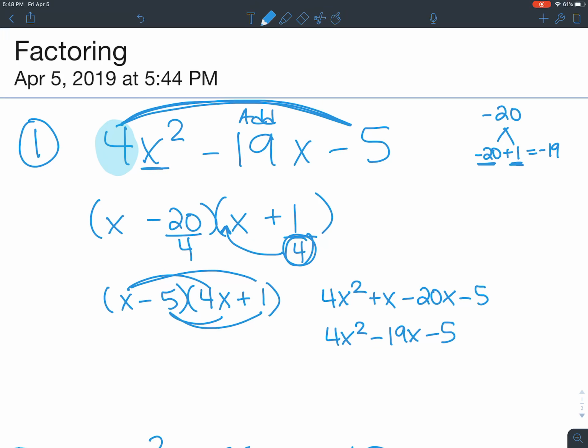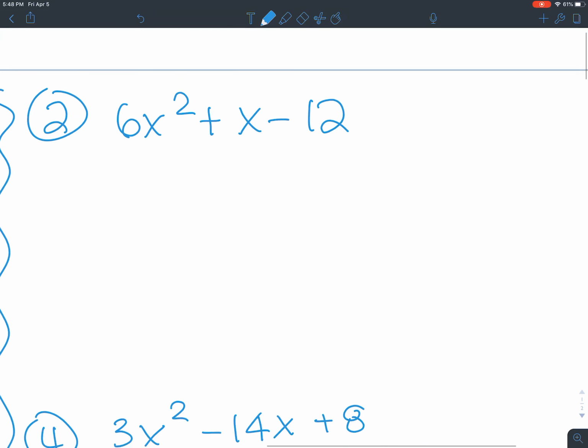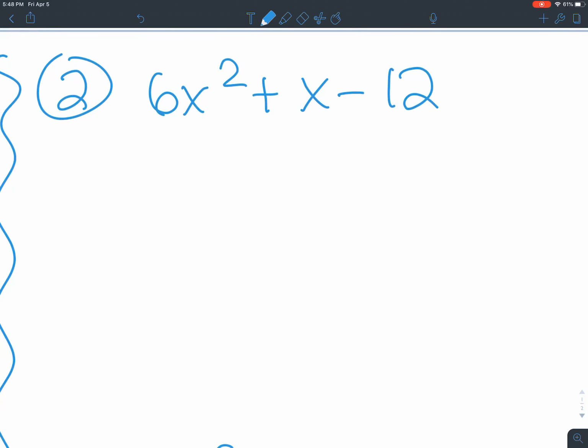Okay, so let's try a different one over here. So we have 6x squared plus x minus 12. So we need to multiply 6 times -12 to get -72. And we're going to try to think of numbers that would add to +1.